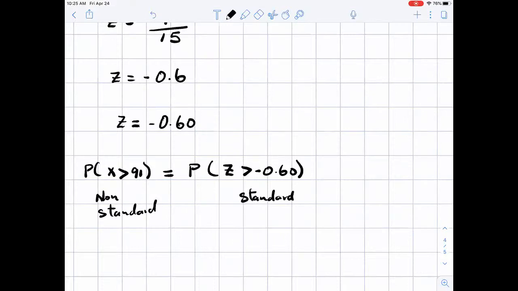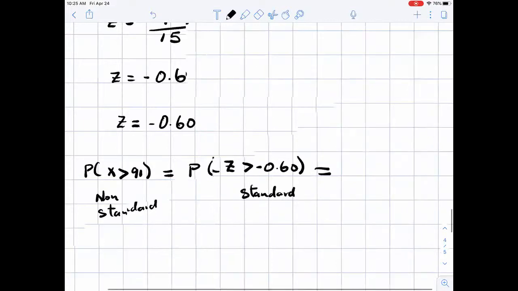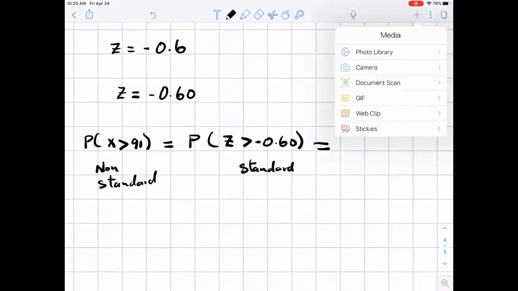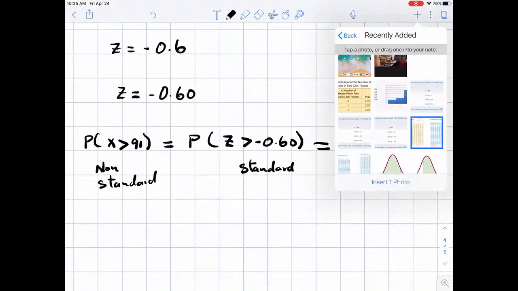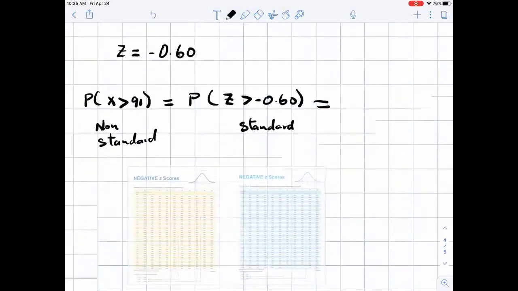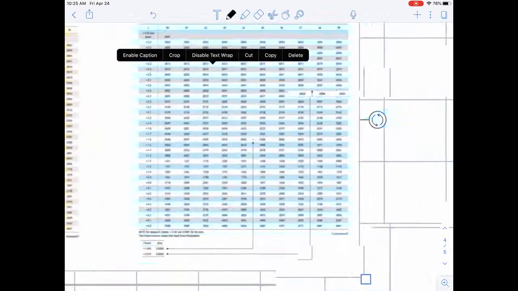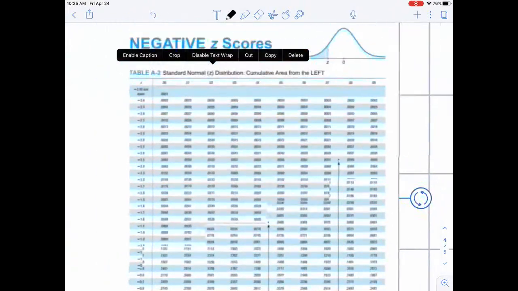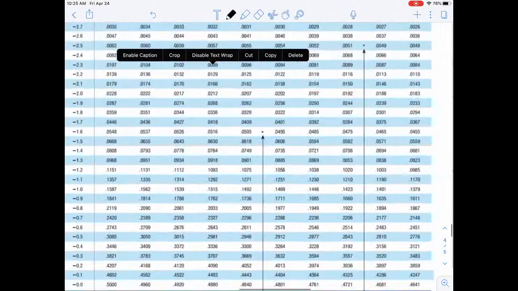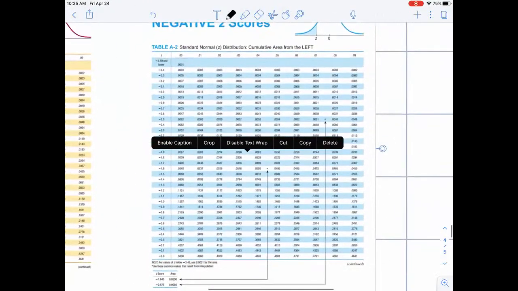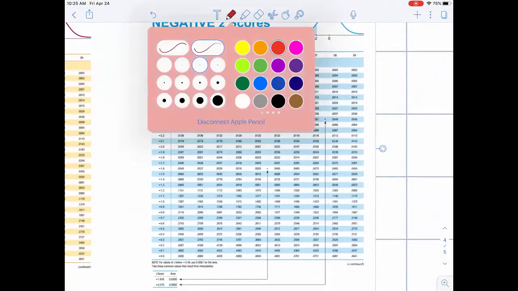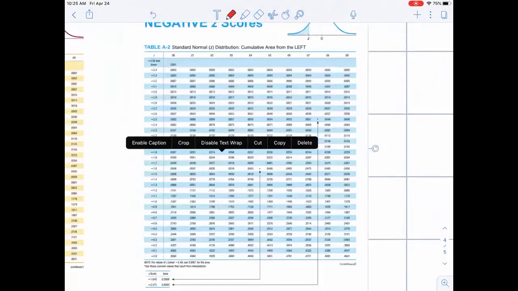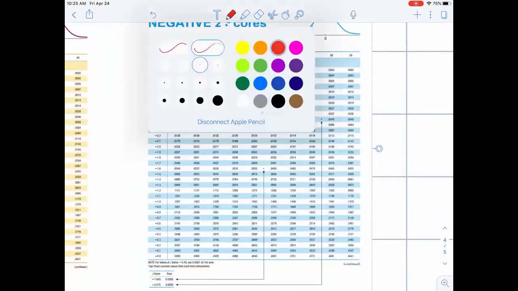Okay. Now we're going to have some work, because when you look up negative, now let's see if I insert my photo. What's this one here? If I look at this for -0.60, right? -0.60. So we want to look at this column here.